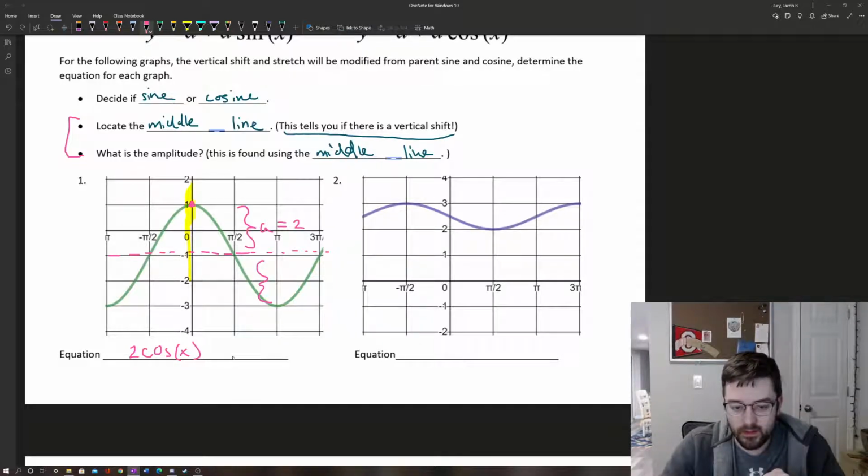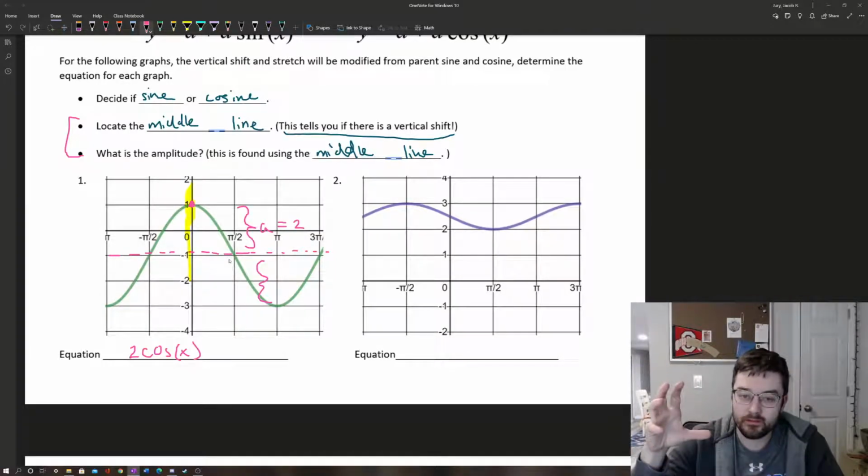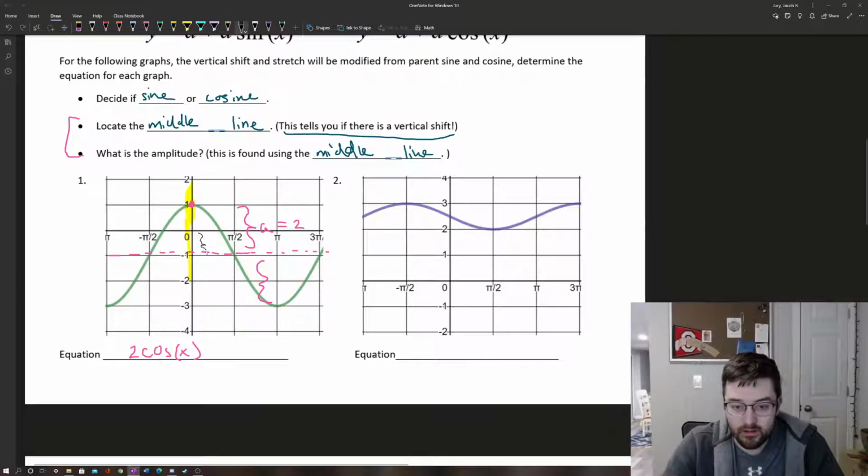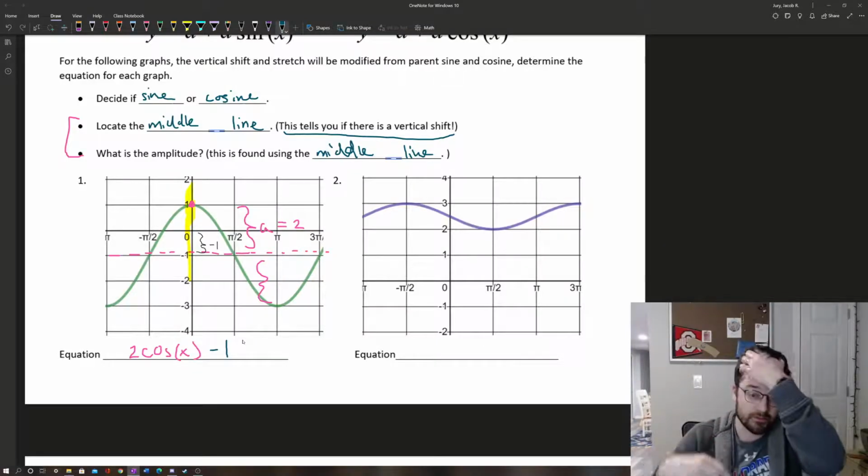And then for the shift up or down, this middle line is normally, if we remember the parent function, at y equals 0. It's normally just on the x-axis. So instead, this middle line has been shifted down, which we can see right here. It's been shifted down 1. So I'm going to put -1 to represent where all my values got shifted to.